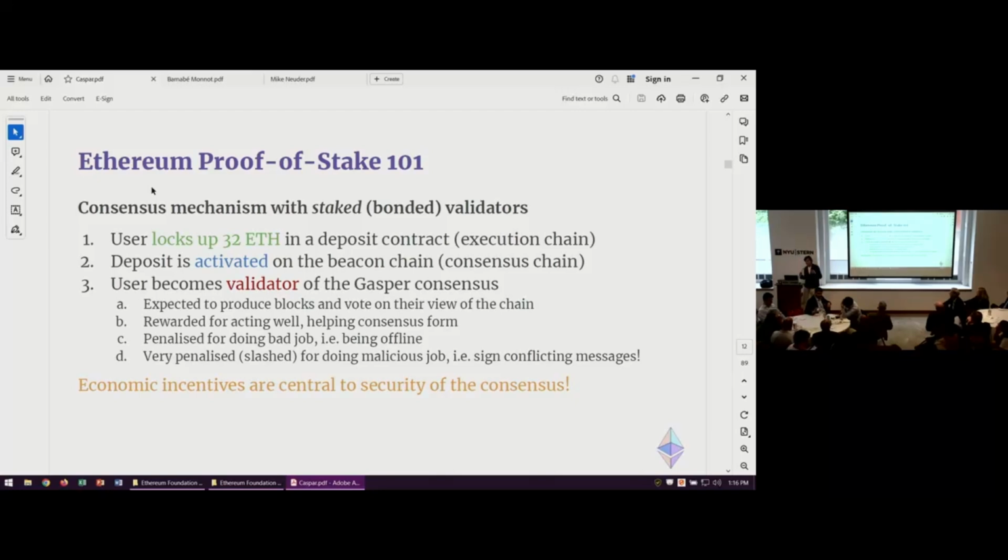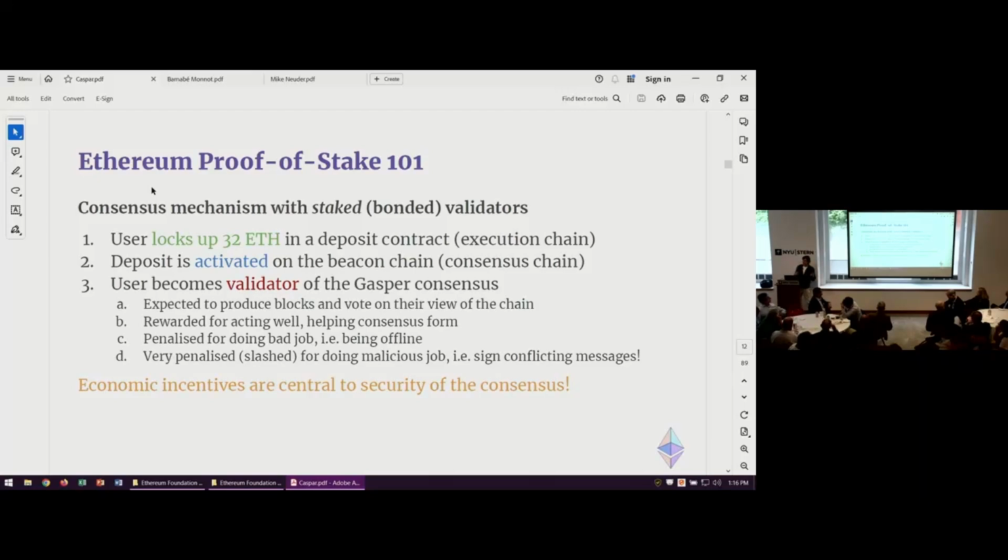Now, once you're part of this active set of validators, you're assigned some duties by the consensus protocol. Every now and then you're supposed to propose a block, and you'll get a reward for it if you do so correctly. And every now and then you're supposed to vote on what you think is the valid block.